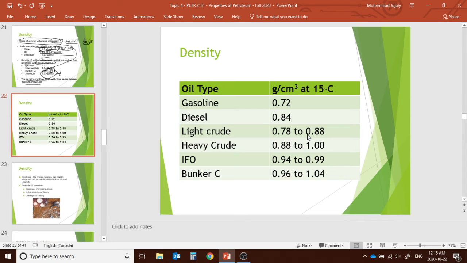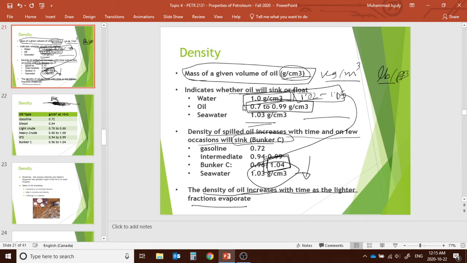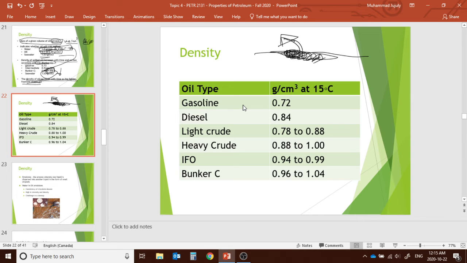How it works: for instance, you had a spill. This is the water surface. The more time goes by, what happens? The more vaporization will happen. And when the lighter components go out, only the heavier components are left. That's why the density of oil increases with time as the lighter fractions evaporate. So these are the typical densities: gasoline, diesel, heavy crude oil, IFO, bunker oil.